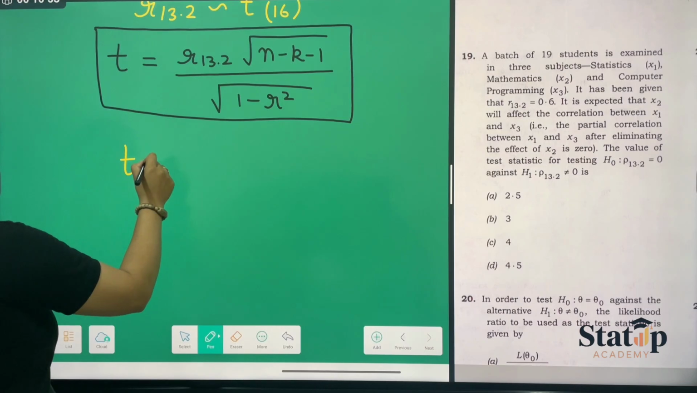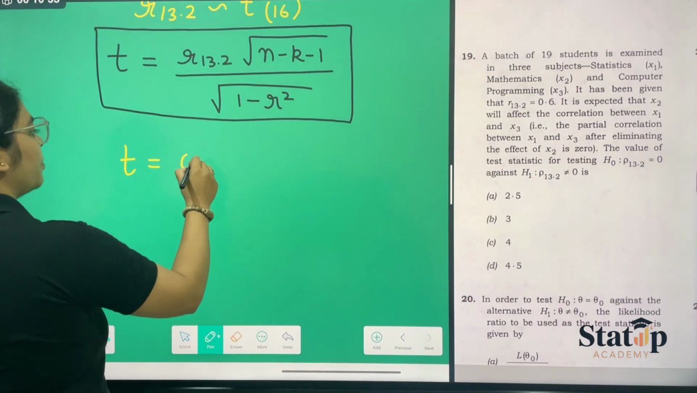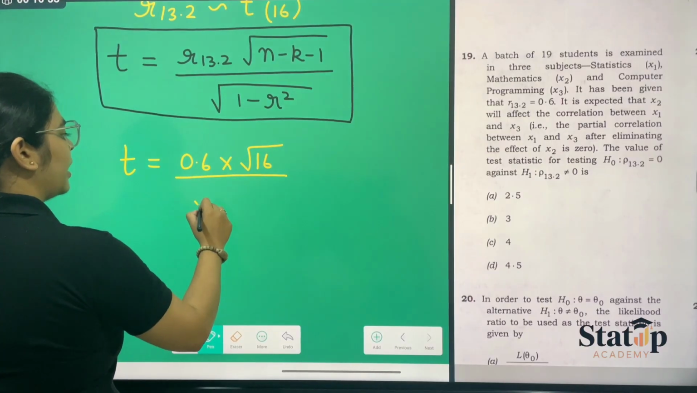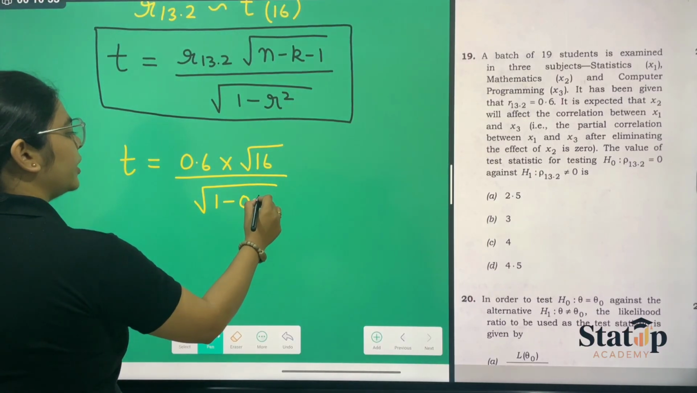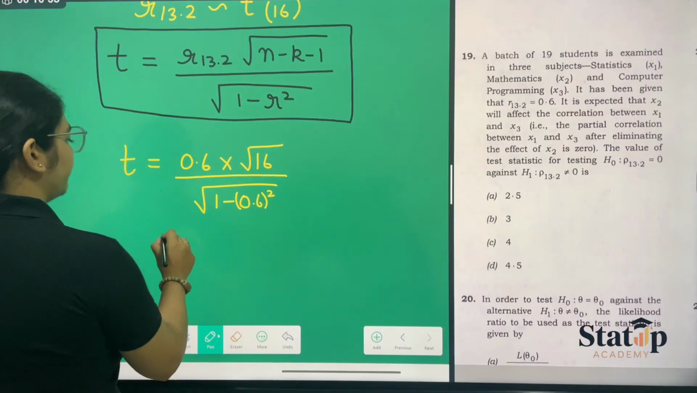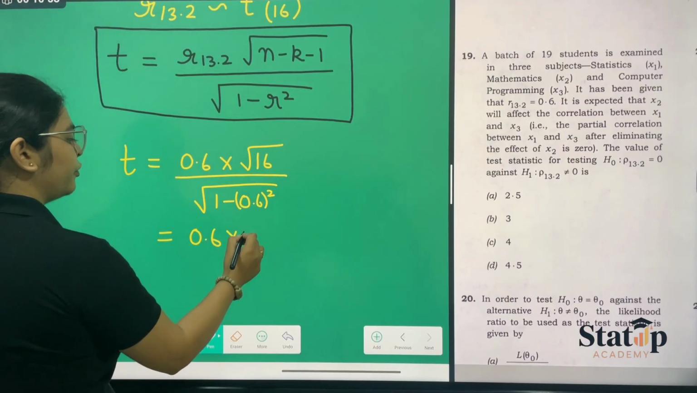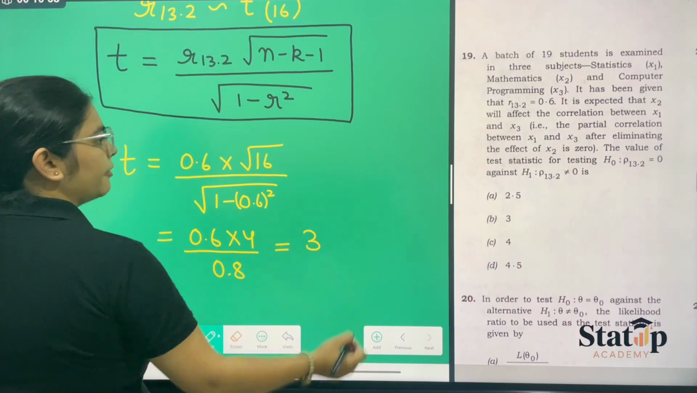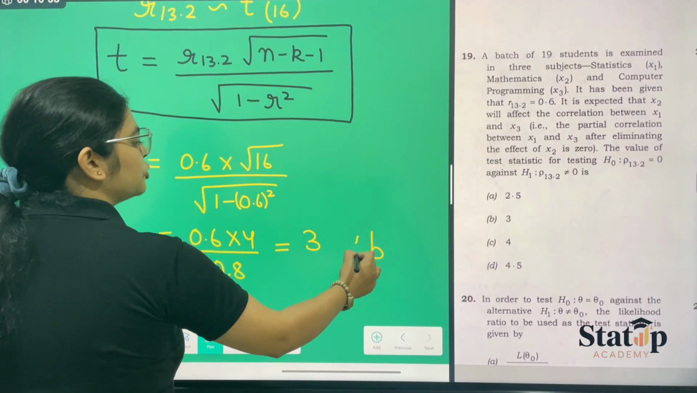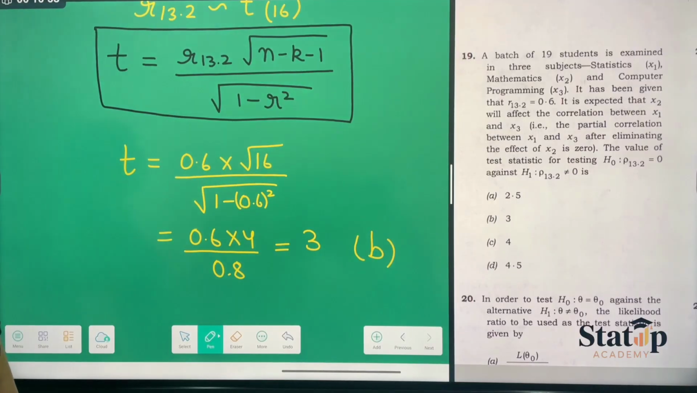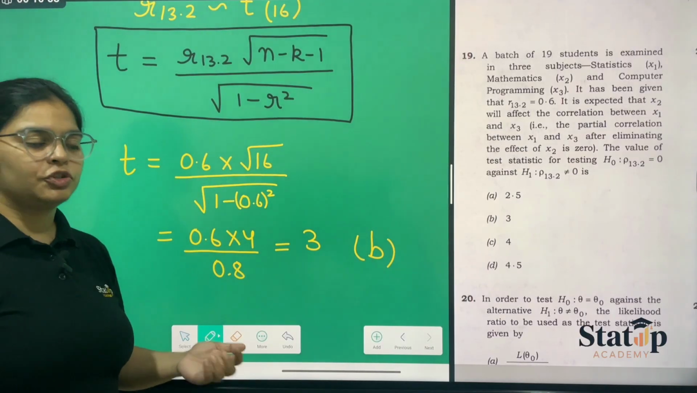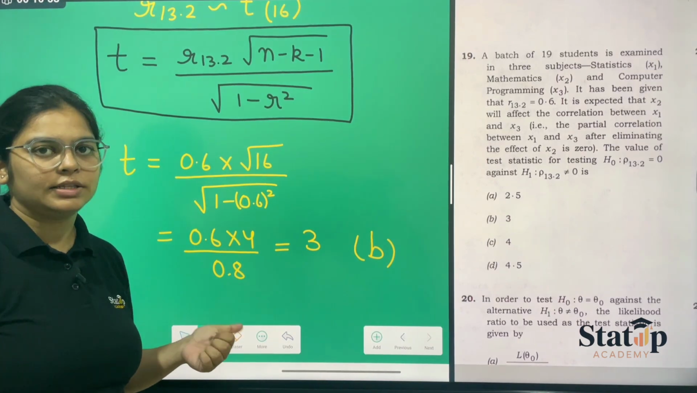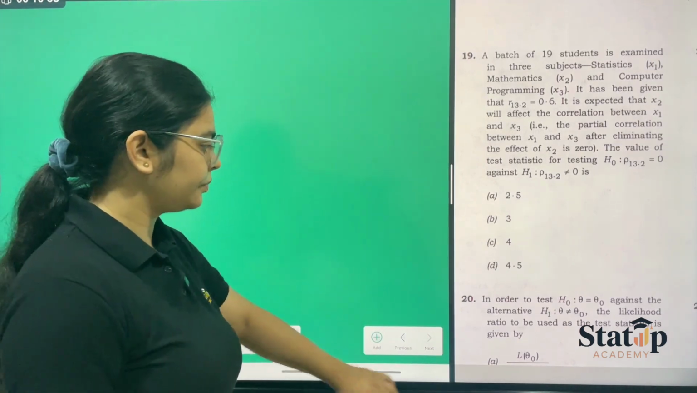So the t statistic has R13.2 with the value 0.6, times the square root of 16, upon the square root of 1 minus 0.6 whole square, which equals 0.6 into 4 upon 0.8. On cancelling terms, we get our final answer as 3, which is option B in this case. A new concept came this time, which was unexpected. Those who had done it might have found this easier. Otherwise, it was a hard one.